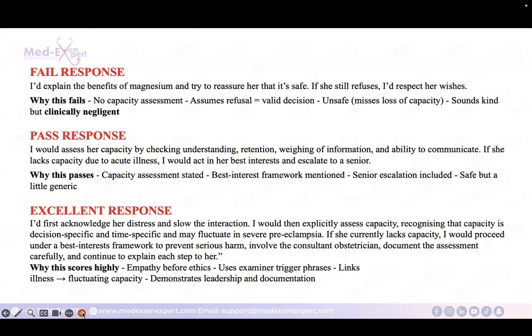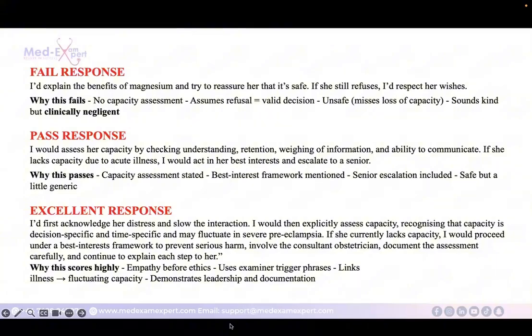The pass response would be: "I would assess her capacity by checking understanding, retention, weighing of information, and ability to communicate. If she lacks capacity due to acute illness, I would act in her best interest and escalate to a senior." Why is this a pass? Because capacity assessment is stated. You talked about capacity, the best interest framework, and also escalation to your senior colleagues. That is safe, but a little generic.